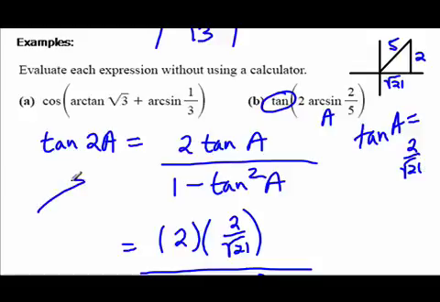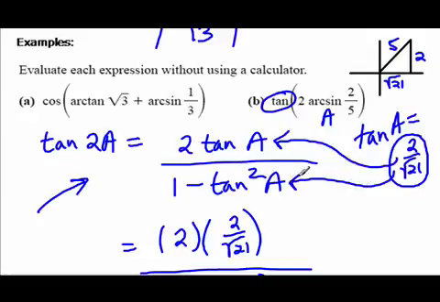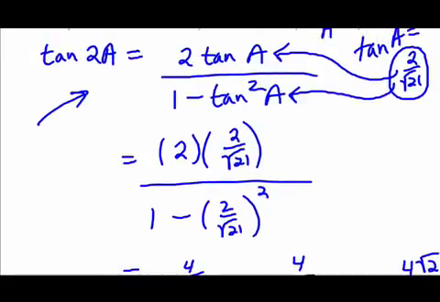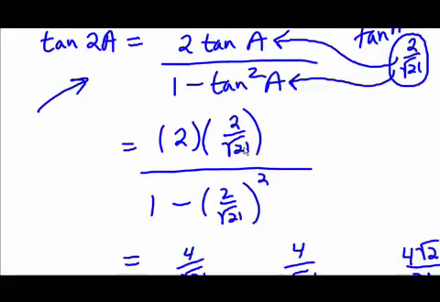So we're using the double angle identity. Tan of 2A equals 2 tan A over 1 minus tan squared A. And we're going to simply substitute 2 over the square root 21 in here for tan A, and also in here for tan A. So we end up with 2 times 2 over root 21 over 1 minus 2 over root 21 squared. And the numerator, right, we take 2 times 2 over root 21. That gives us 4 over root 21.